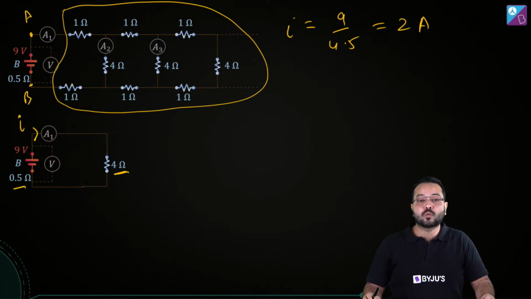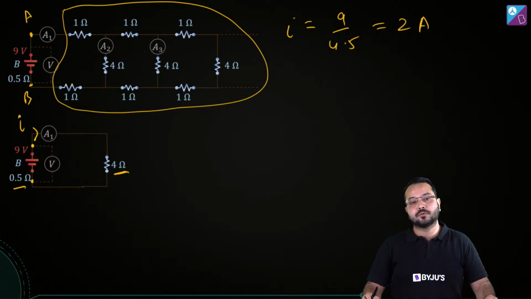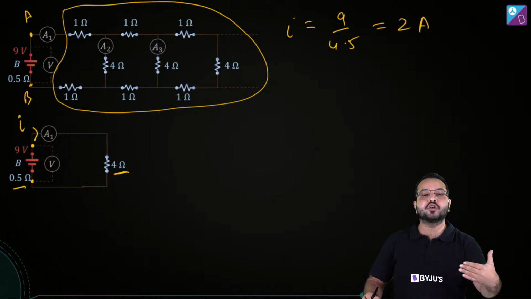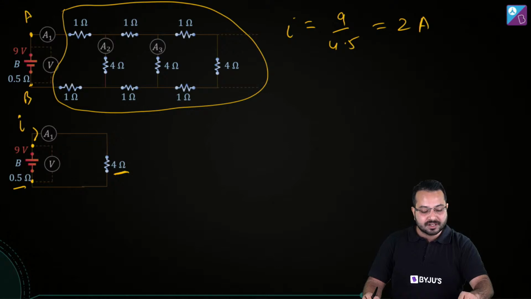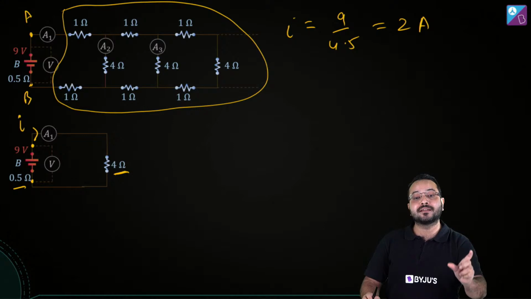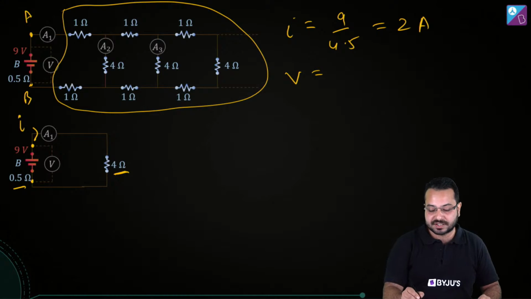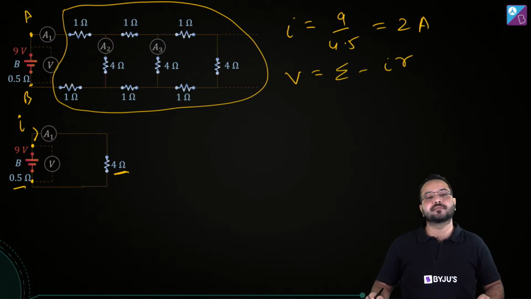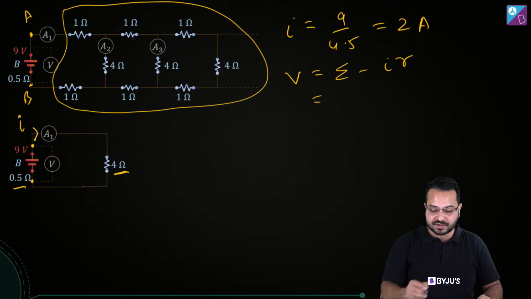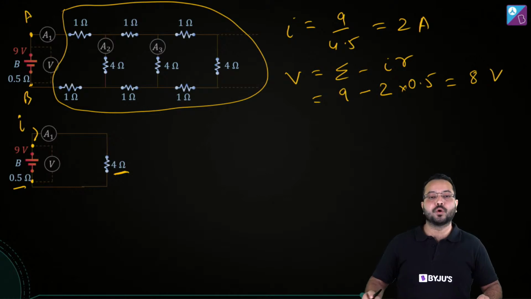Now we also need to find out the potential difference. We know that if the current is flowing in the usual direction, by usual I mean that in the external circuit the current is coming out of the positive terminal, then the terminal potential is given by E minus Ir. Is that correct? So what is the EMF? EMF is 9 volt minus I. What is I? I is 2 ampere, we have found that, and r is 0.5 ohm. So this is going to give me 8 volt.